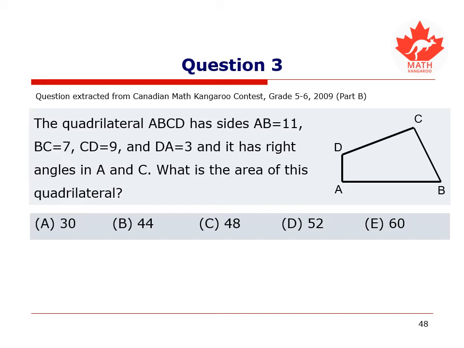We're told that a quadrilateral labeled ABCD has sides. AB is 11, BC is 7, CD is 9, and DA is 3. And it has a right angle in A and C. What is the area of this quadrilateral? And we're given some options. So A is 30, B is 44, C is 48, D is 52, and E is 60. So take a few minutes and work through this problem, and then you can return for the solution.